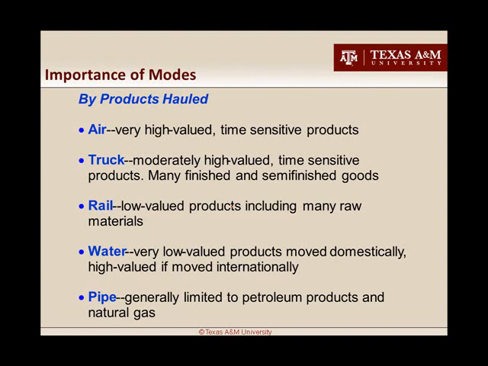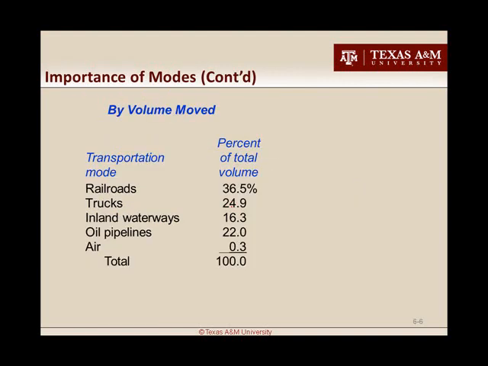We use water transportation for low value products in a domestic environment, or high valued products transportation internationally. For example, almost all the products coming from Asia and China come through water transportation. And finally, we have pipe transportation. This is for gas and natural petroleum products.